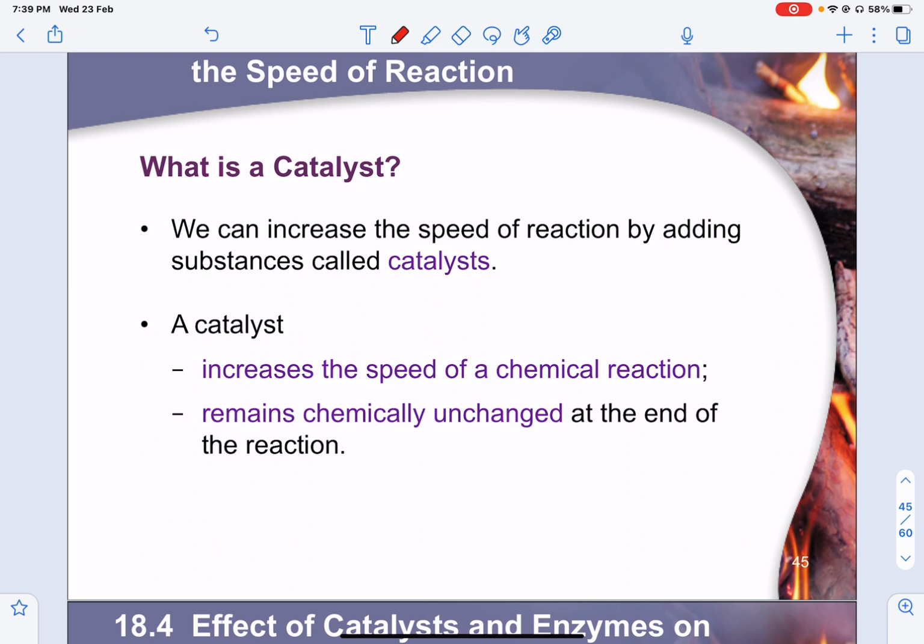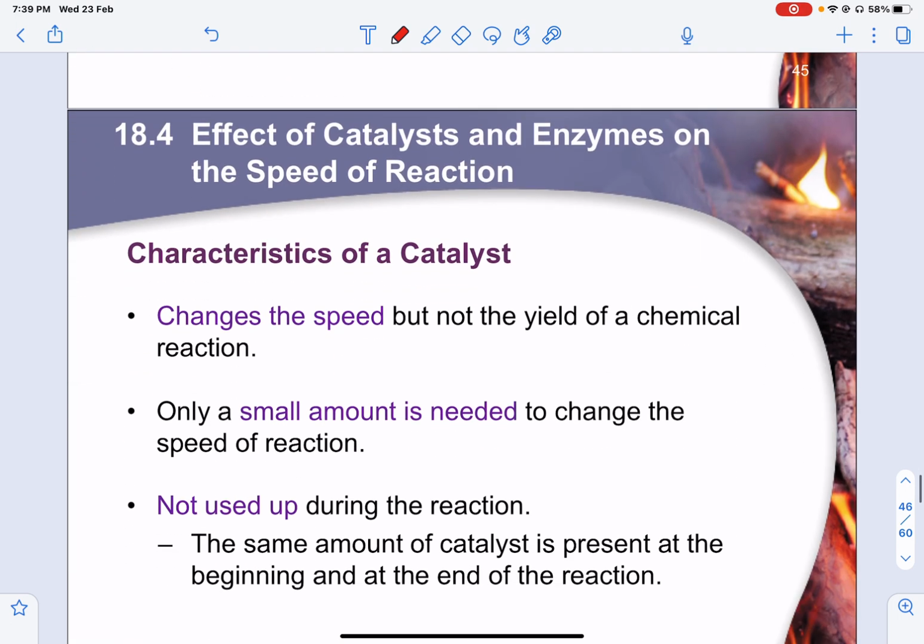So mainly, what's a catalyst? A catalyst is something that we can use to speed up the speed of reaction. Now, what is so unique about a catalyst is that not only is it able to speed up the reaction, it also remains chemically unchanged at the end of the reaction. Meaning you just add it one time, and it can be reused again and again and again.